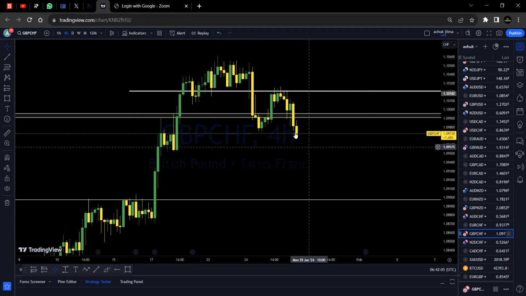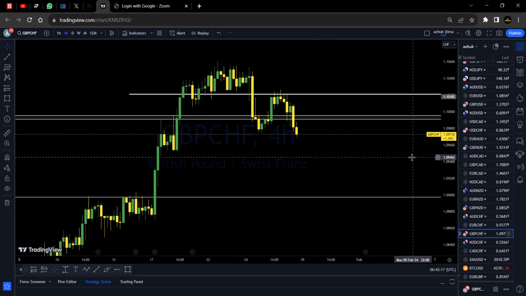So there is a possibility that price could begin to sell all the way down to here, or if it fails to break this resistance area here, then we can possibly look for continuous selling opportunities. So that is it with the Swissy pairs.